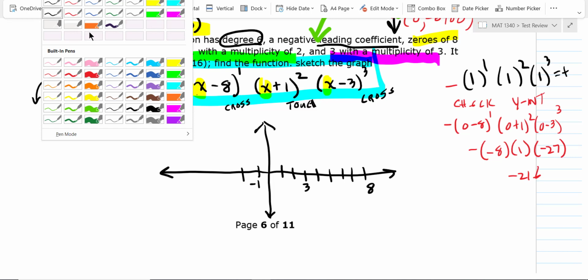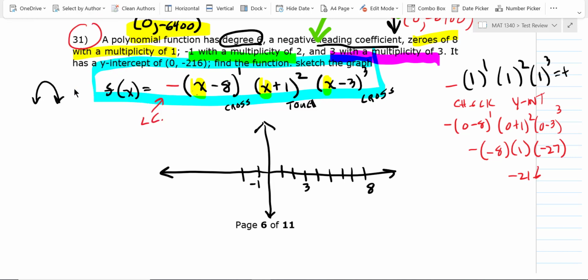If you're doing a sketch of a graph, you just kind of do this. At 8, we cross because that was an odd multiplicity. At negative 1, we touch because that's an even multiplicity. At x equals 3, we cross because that's an odd multiplicity. Then for your y-intercept, just put a dot. It doesn't matter where it is, it just needs to be down at negative 216. So we'll write that in as the y-intercept like that.